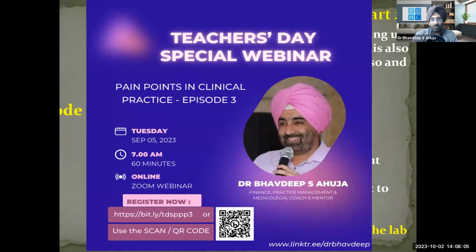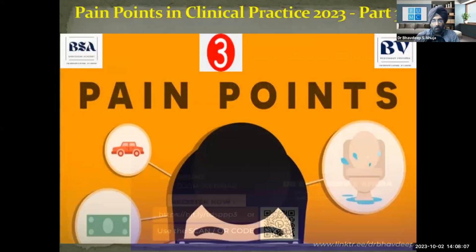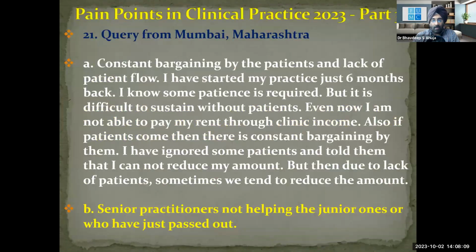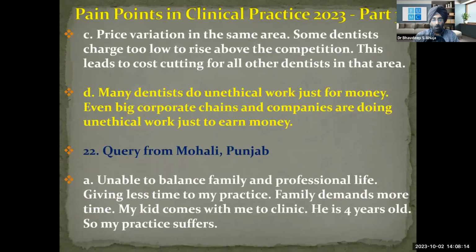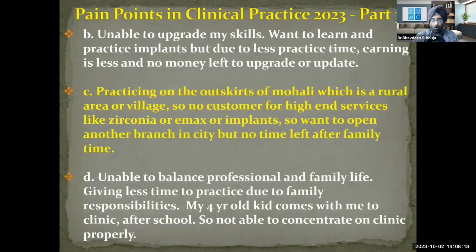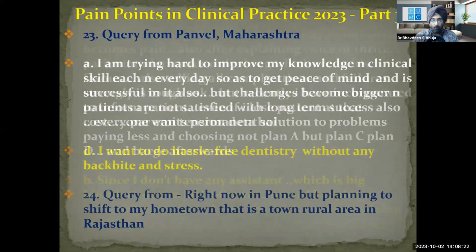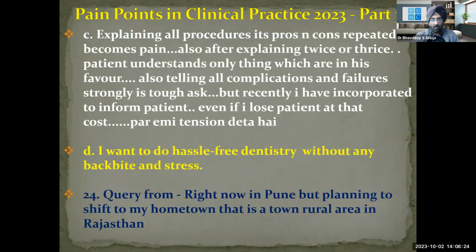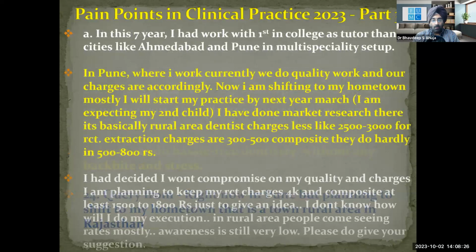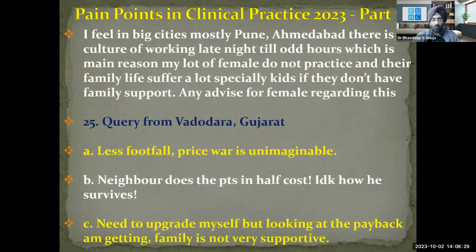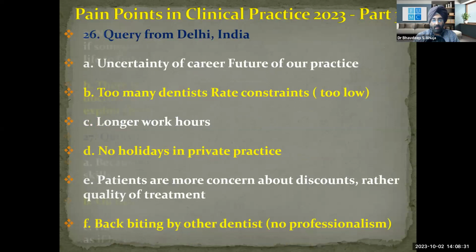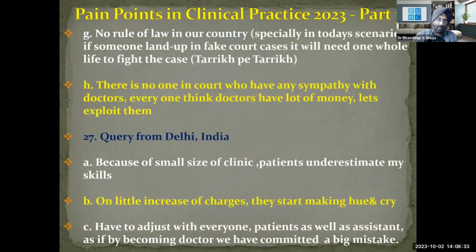And then we came to session number 3 with the episode number 3. And again, a query from Mumbai, Maharashtra, Mohali, Punjab. That was a pretty long query. So Panvel, Maharashtra, query number 23. 24 was from Pune, but now shifting to rural area in Rajasthan. 25 was from Vadodara, Gujarat. 26 from Delhi, India. 27 from Delhi, India. That was the end of session number 3.